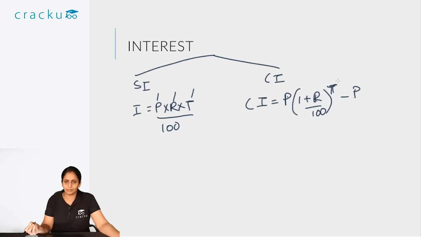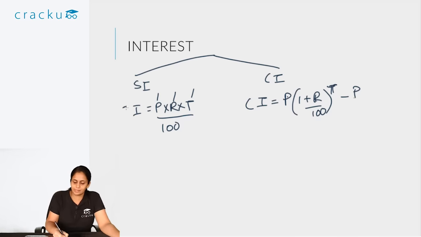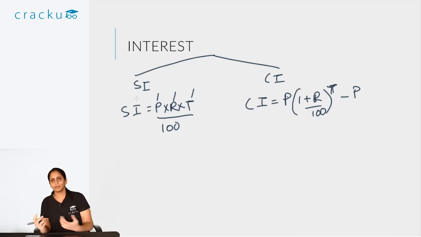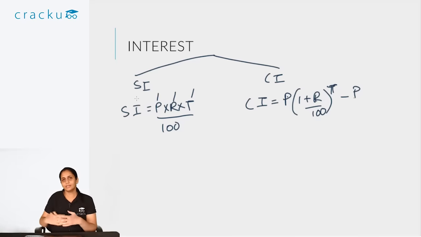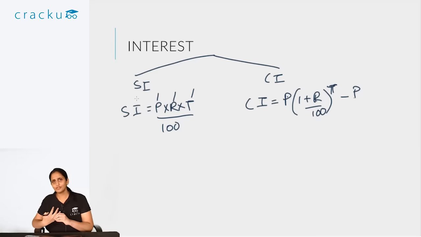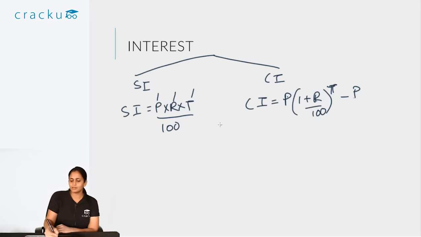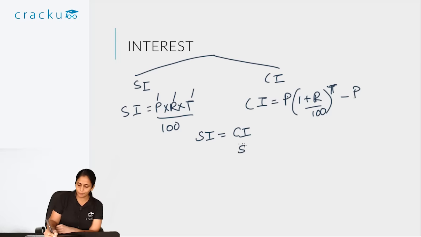So the difference between SI and CI is that in case of compound interest, the interest earns interest. For the first period of compounding, SI will be equal to CI. After the first period of compounding, the compound interest will have the SI component, that is the interest earned on the principal, plus the interest earned on interest. So always CI after the first period of compounding will be greater than your SI for the same period.